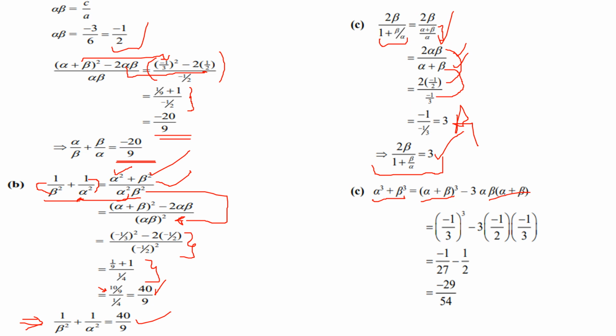Expanding the brackets, you are going to get negative 1 over 27 minus a half. This is after simplification. And getting the final answer, you are going to remain with negative 29 out of 54.